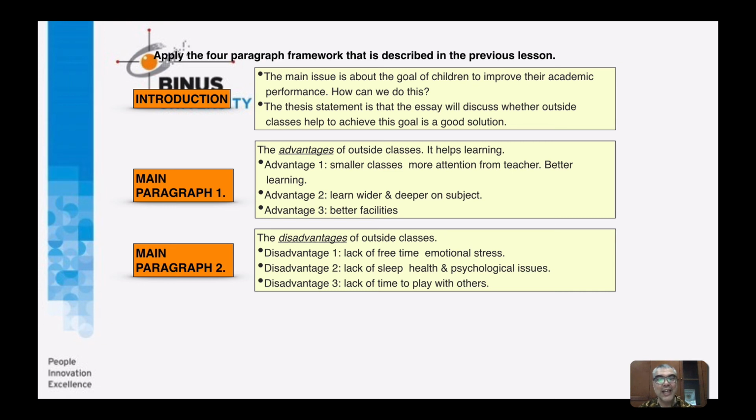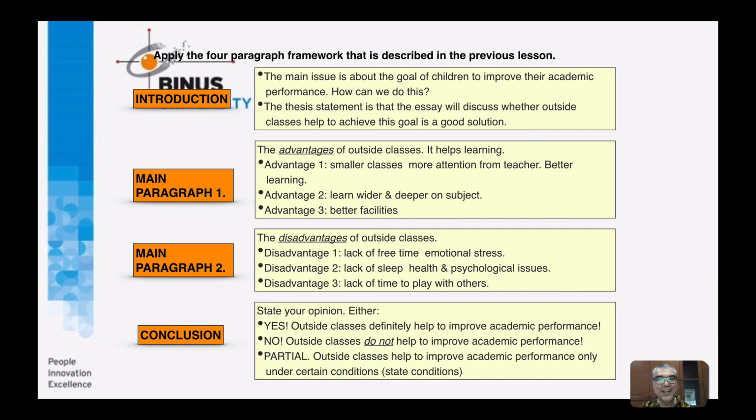Once again, if you don't agree with these disadvantages, that's fine. Please suggest and think of your own. As long as they are related to the key words of the question, it's fine. We now come to the last paragraph, which is, of course, the conclusion. What is the most important part of the conclusion? Do you remember? Indeed, it must be your opinion.